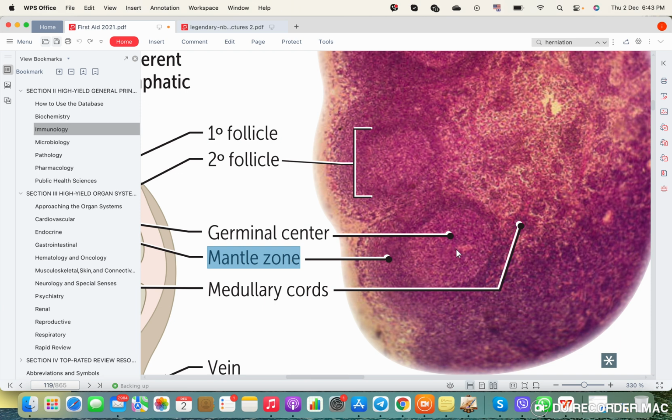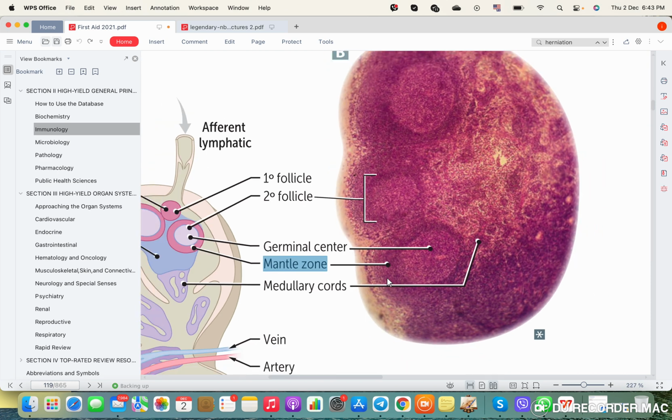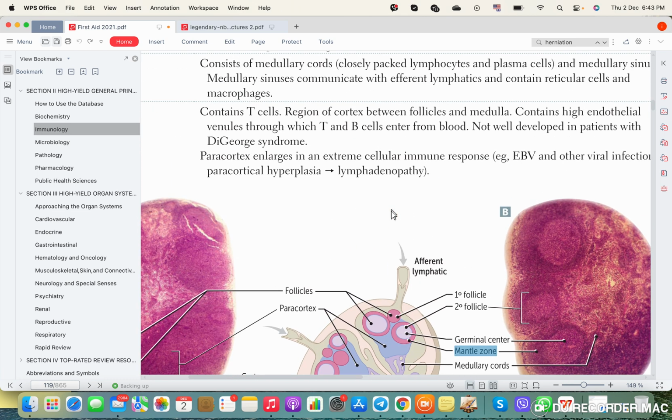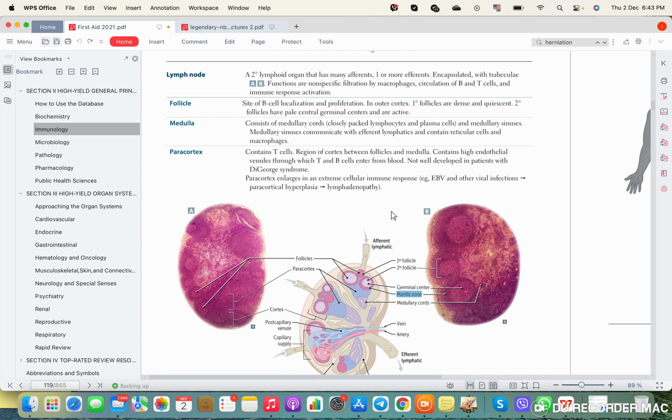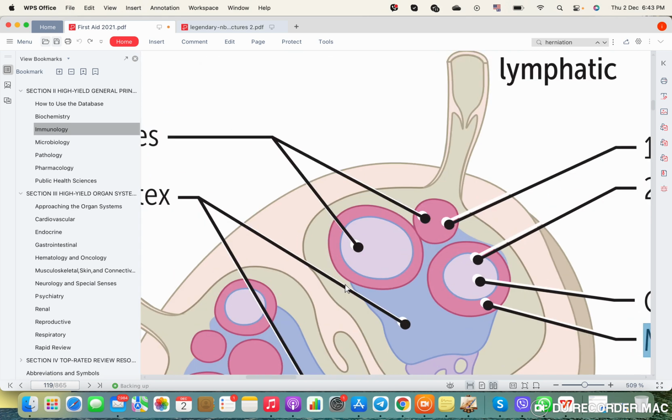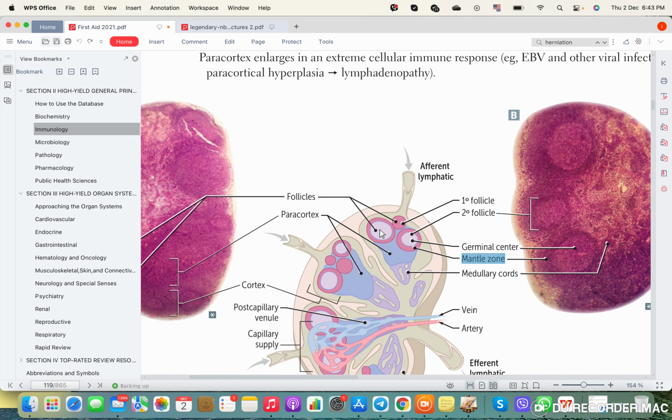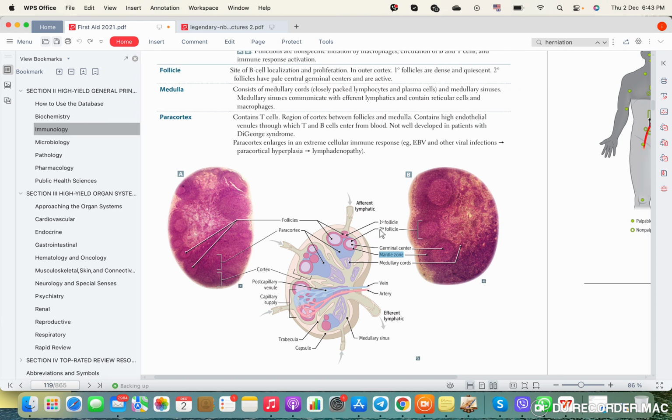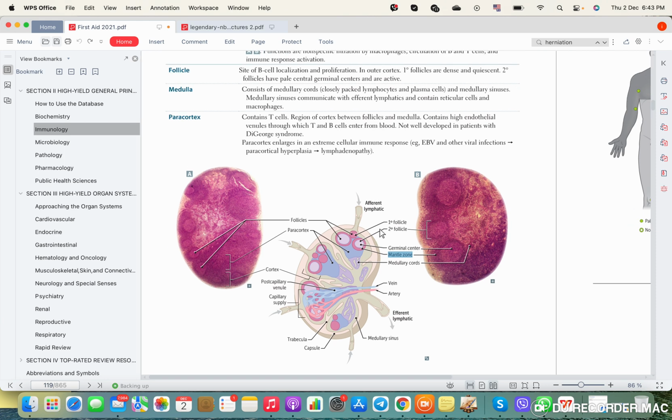So anyway, germinal center in the middle. Around it we have mantle, and around the mantle we have the marginal. So far we spoke about these layers, okay? Good. So if you get a question where they give you an arrow at a germinal center, you will be like, okay, it's an active B cell.